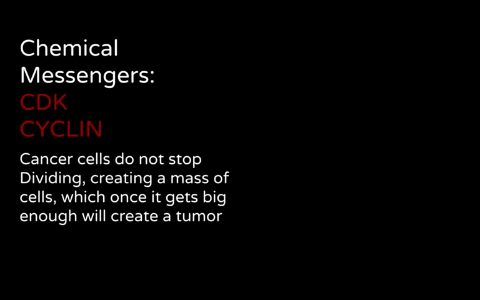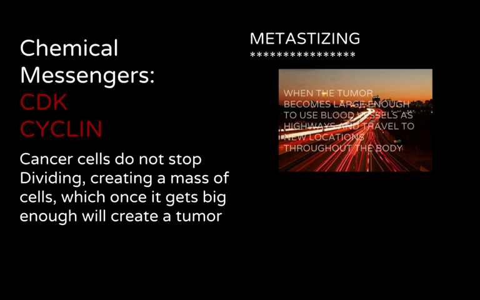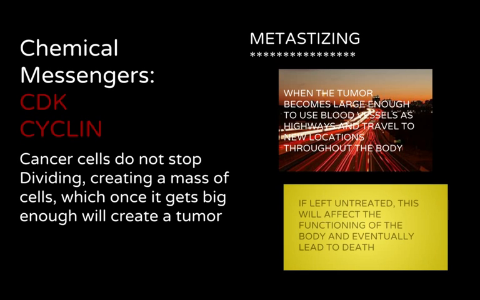Once the tumor has become large enough, it can use the blood vessels as highways and can travel to new locations all around the body. This is the tumor metastasizing. If the tumor or the metastases are left untreated, it will grow and interfere with the functioning of the body, which eventually leads to death.